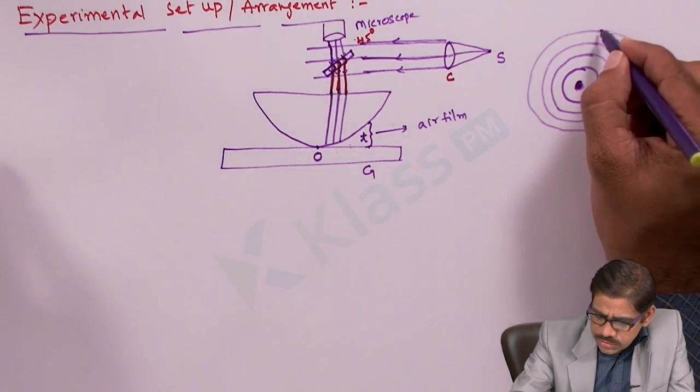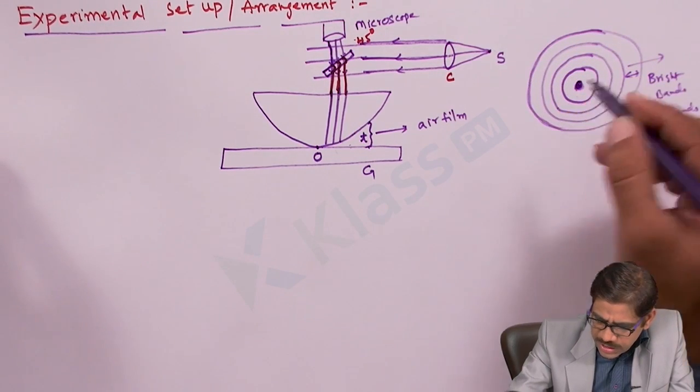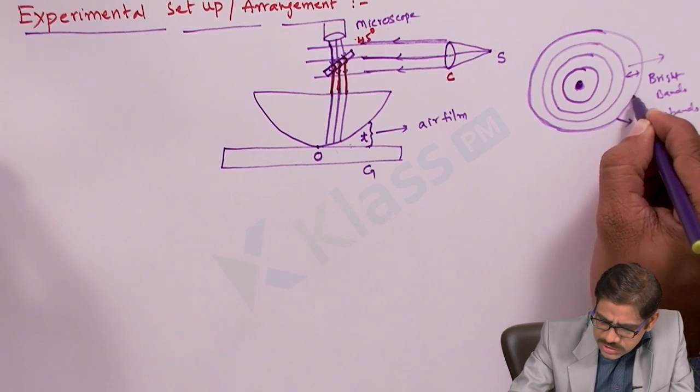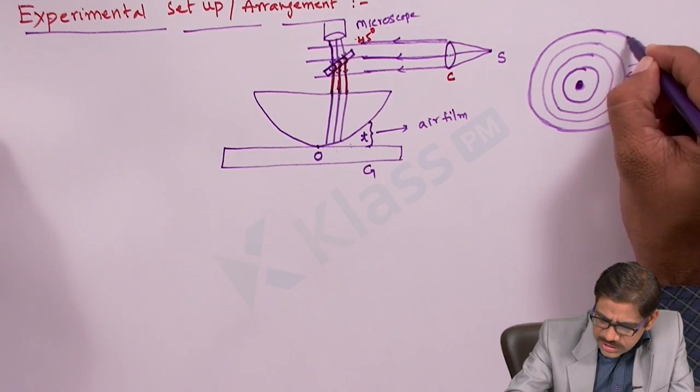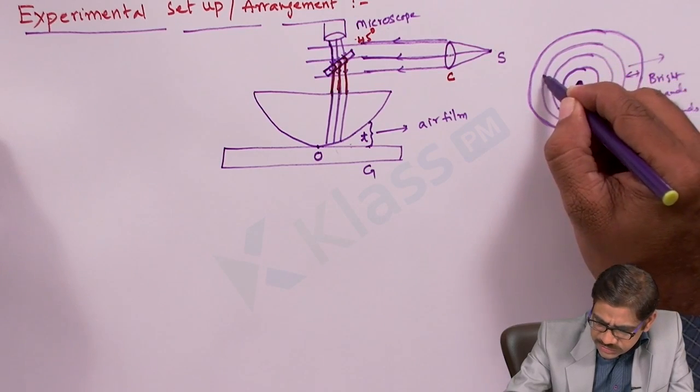Now, this is how the pattern generally follows. These are called the Newton's rings.